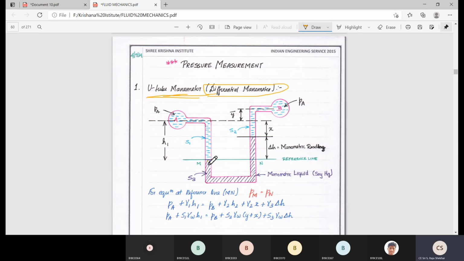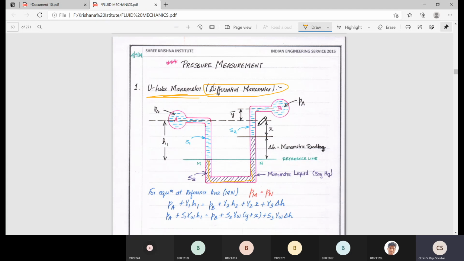So the manometric liquid is filled in here. Generally, for a U-tube manometer, the manometric liquid is considered to be mercury, because its specific gravity and unit weight are more than water. So to use a manometric liquid in a U-tube, its density must be more than the density of the flowing liquid. Okay, so that is one of the concepts.